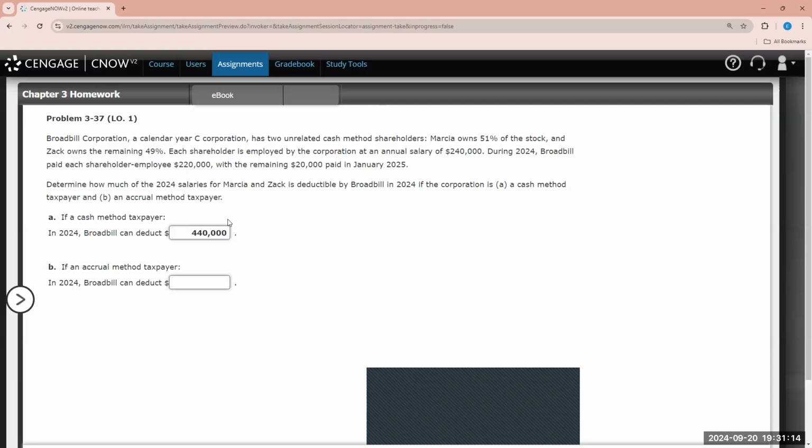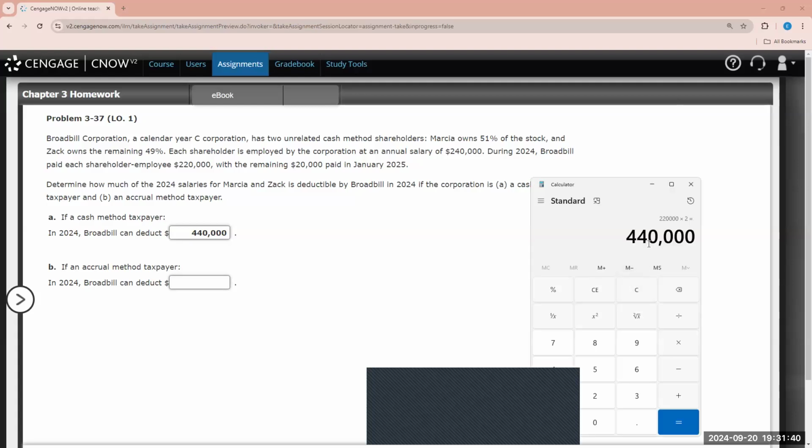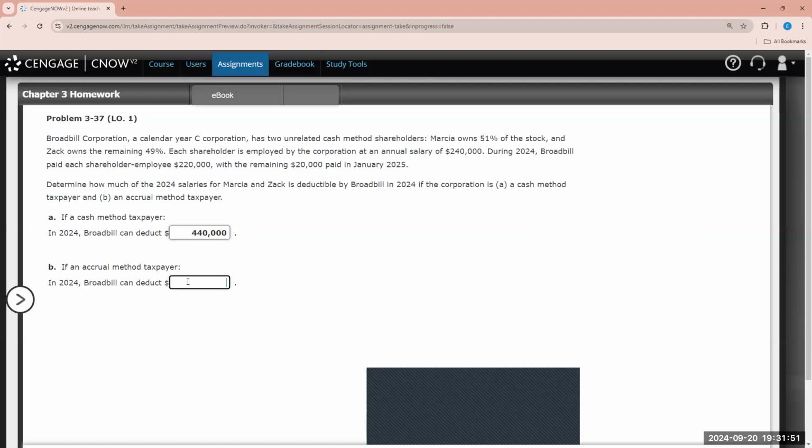So in this example, we see that during the year, Broadbill paid each shareholder employee $220,000, with the remainder paid in January of 2025. But the key thing is, it doesn't matter. The shareholders worked for the corporation, and so because they worked for the corporation, we need to account for the amount that was paid, which is $440,000. And then we also account for the accrued portion of Marcia's salary, which is $20,000. So therefore, under the accrual basis method, we recognize the $460,000.